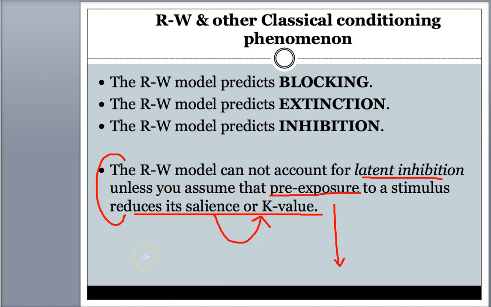So the Rescorla-Wagner model is a very robust model and has been used now for decades to understand classical conditioning.